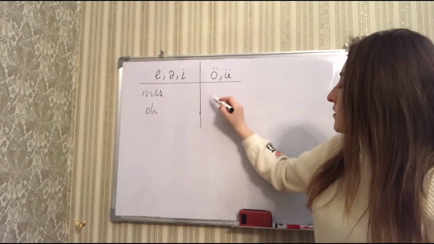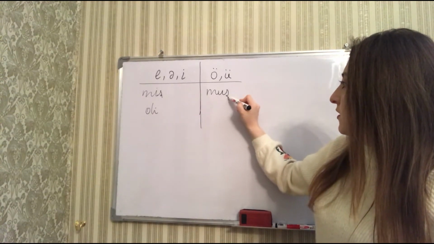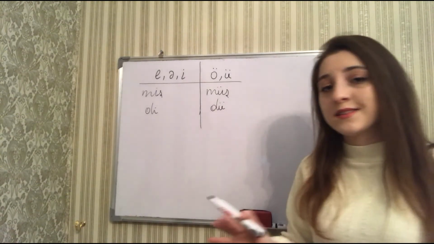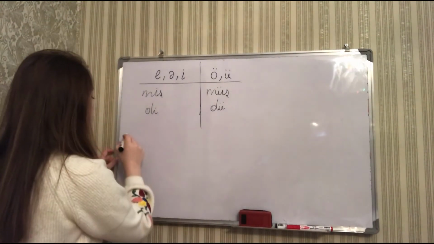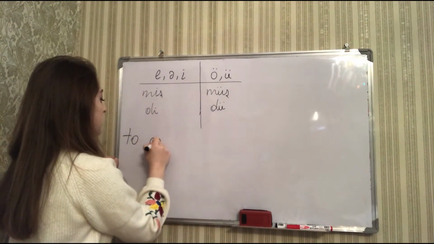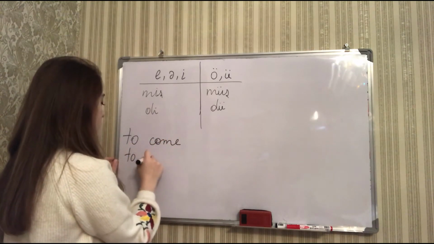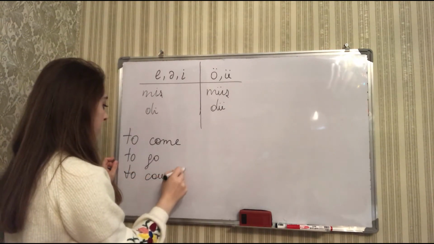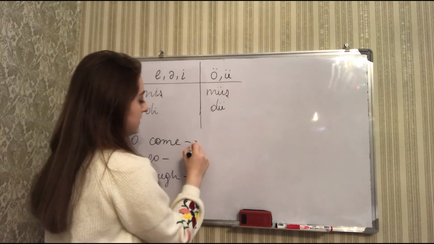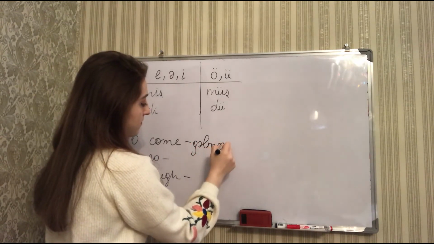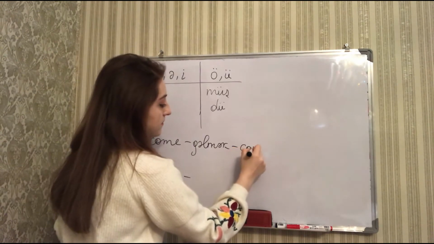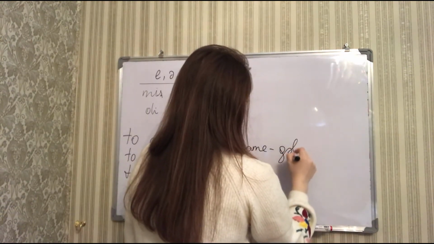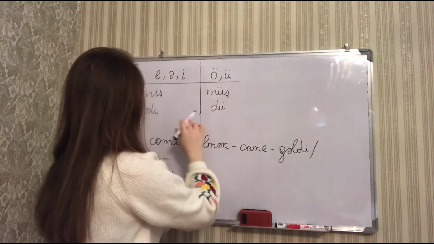For example, müş and dü. Okay, so let's write examples. For example, to come, to go, to cough. To come, gelmek, came, geldi, or gelmiş.